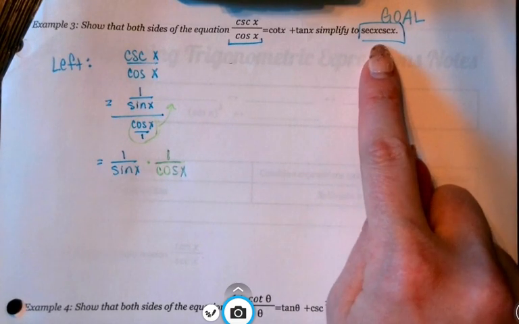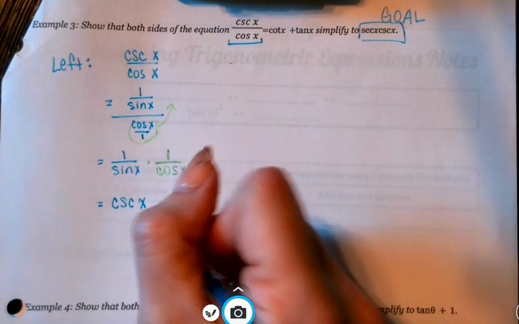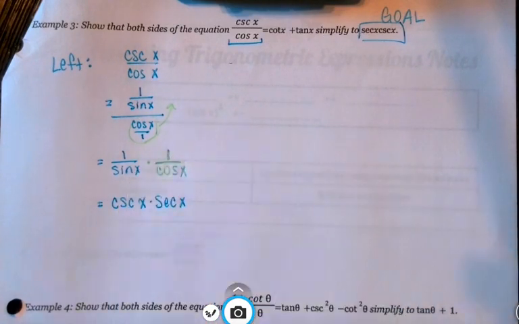But. So now that I have this, I look back at my goal, and I know that I need secant and I need cosecant. Well, what I have right here, I know that 1 over sine is cosecant. So I can change this back to cosecant. And then 1 over cosine is secant. So I have cosecant times secant.